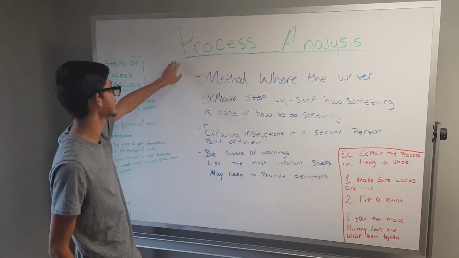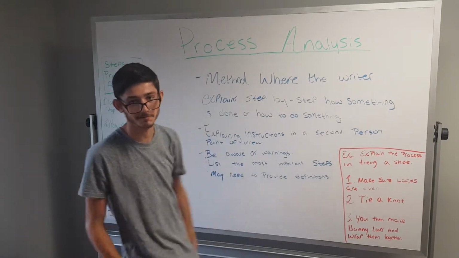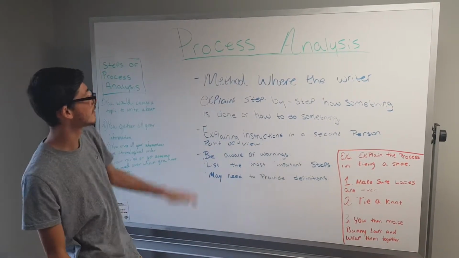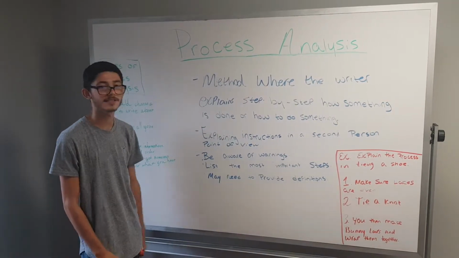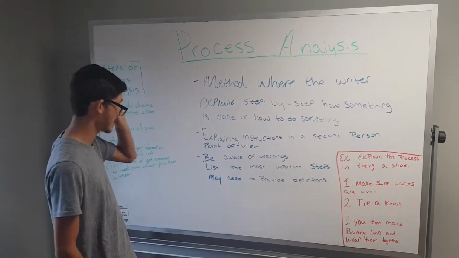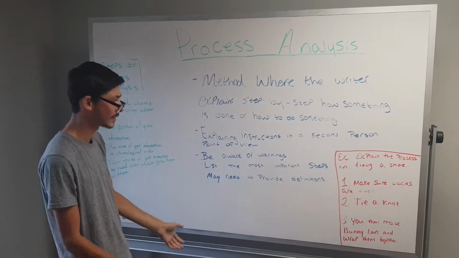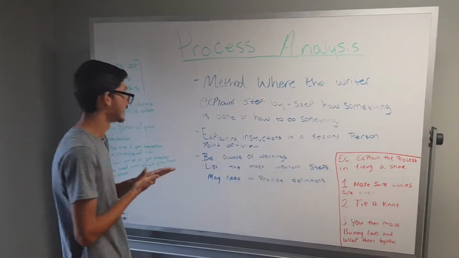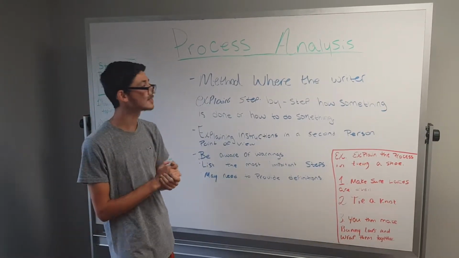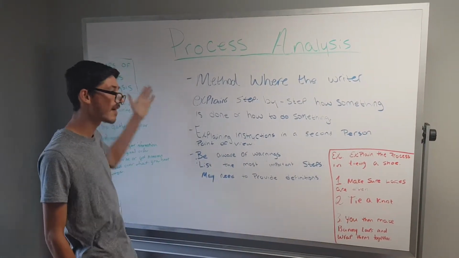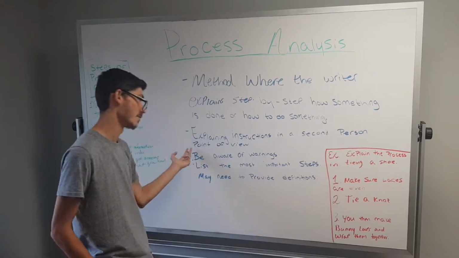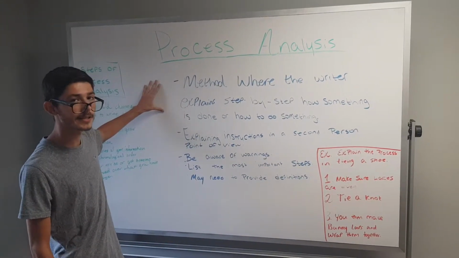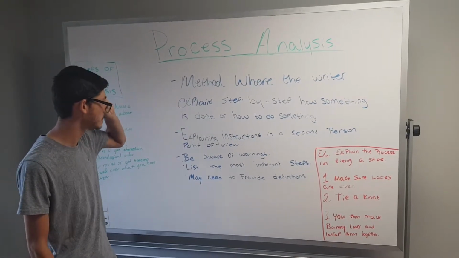Today, I will be discussing process analysis. Process analysis is the method where the writer explains step by step how something is done, or, as we know, how to do something correctly. Process analysis is also told in the second person point of view. There's three main steps of process analysis.